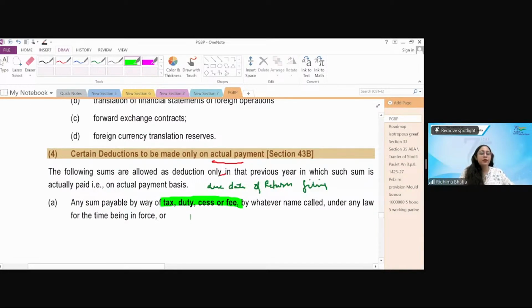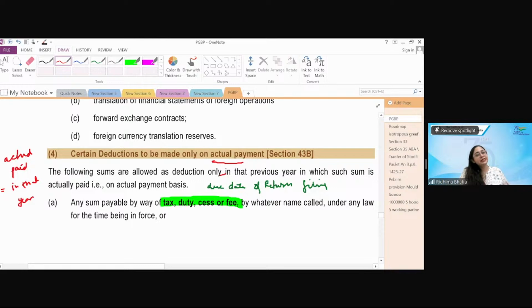Any tax, अब कौन सा tax होगा? Direct tax तो वैसे भी you cannot claim it. वैसे भी not allowed. What taxes we are talking here? The indirect tax which you will be claiming. If it is payable till the due date of return filing, it would not be allowed. Achha, all these expenditures, whenever actually paid, they would be allowed in that year.